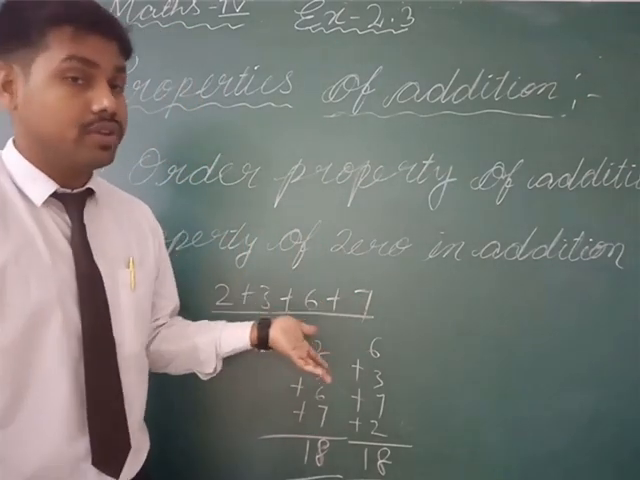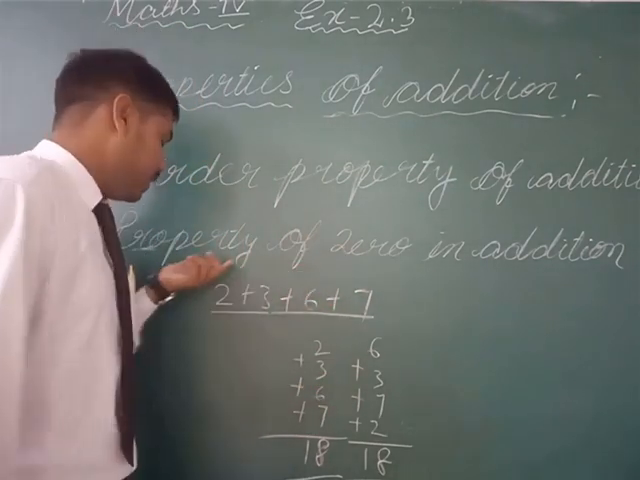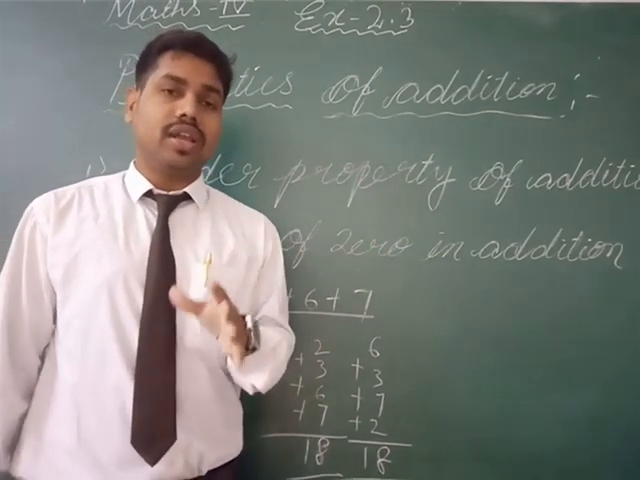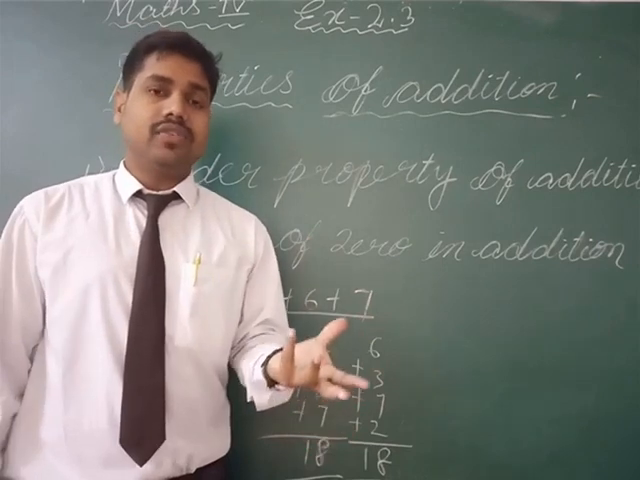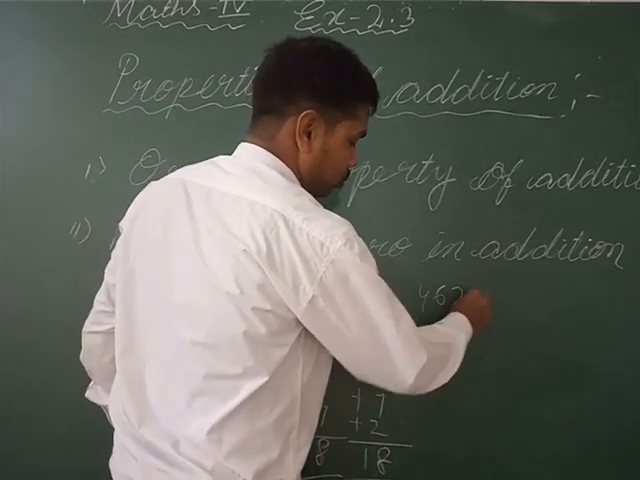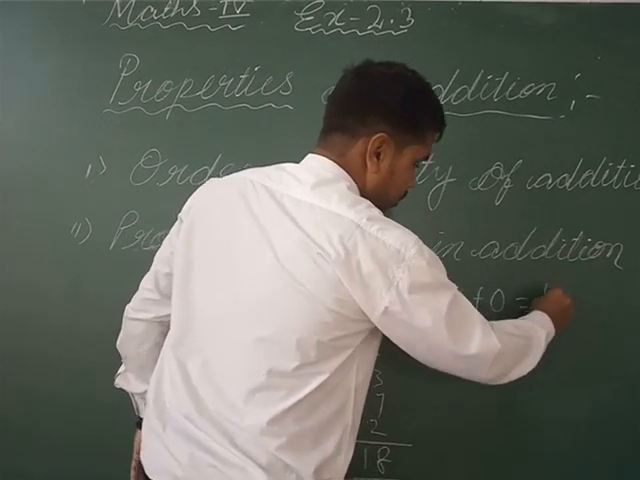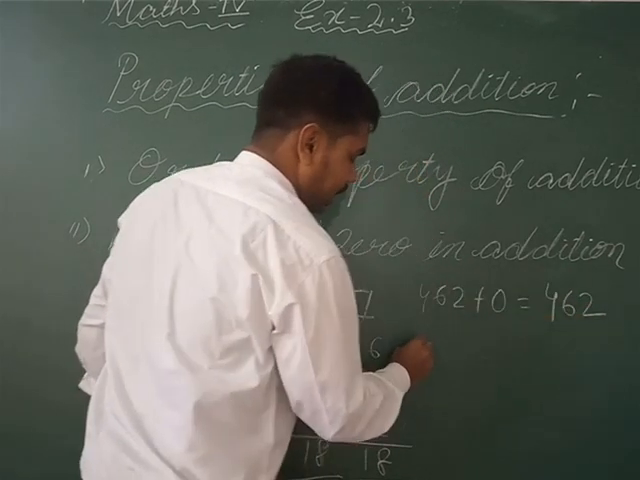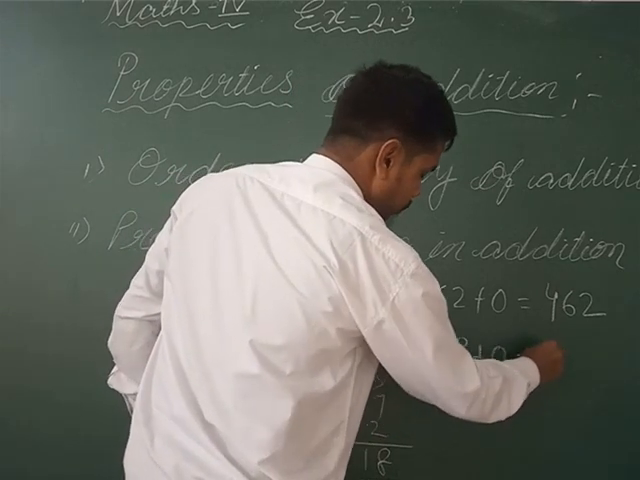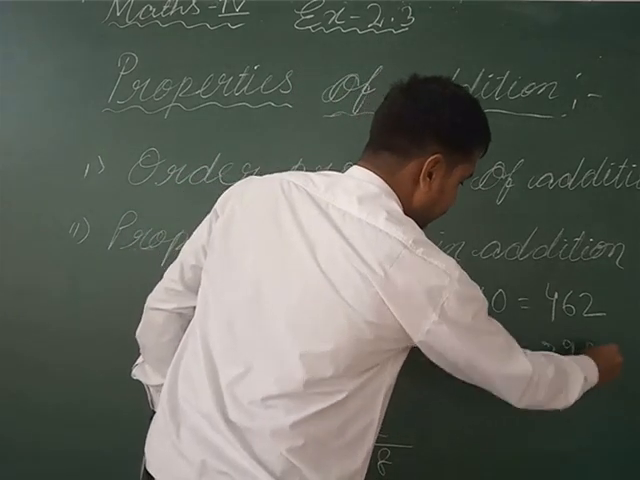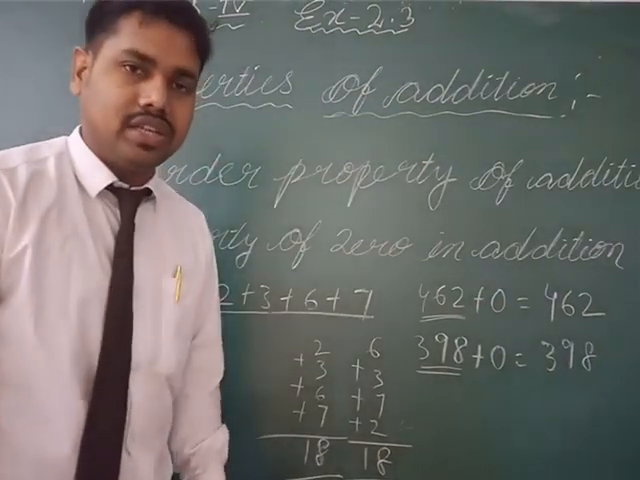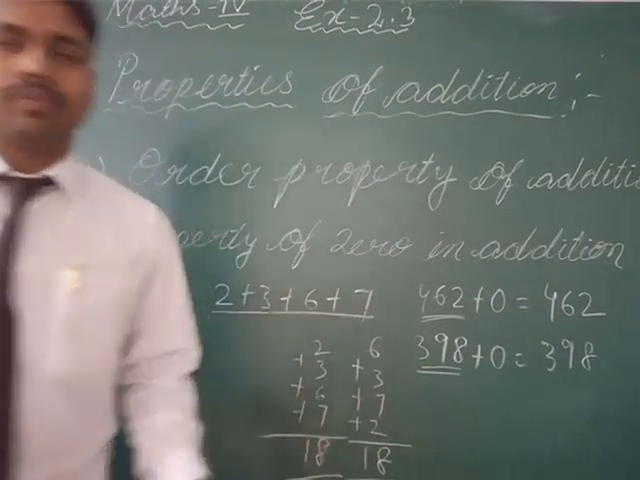And the second one we have already discussed, the property of 0 in addition. If you add 0 with any number, the sum will be the same. For example, if you are adding 462 plus 0, it is always 462. If you are adding 398 with 0, it will always give 398. The same number. If you are adding 0 to any number, the result will be the same.